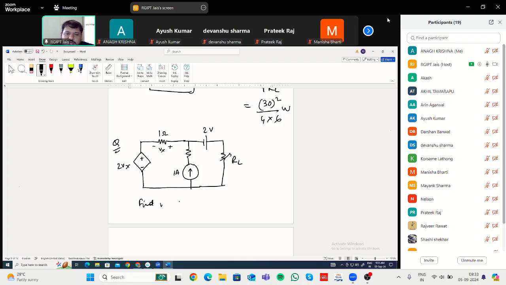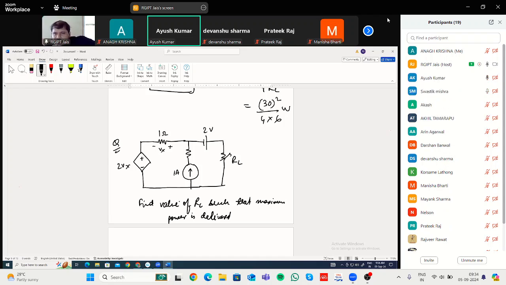Find the value of RL such that maximum power is delivered. Find it out. If you have understood this, then find this out.